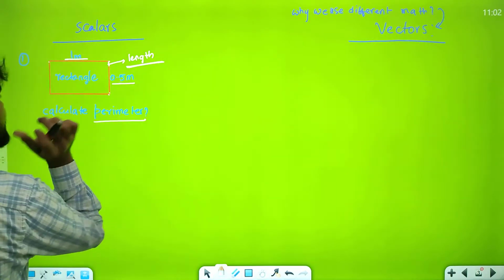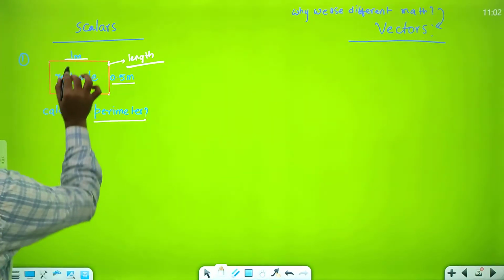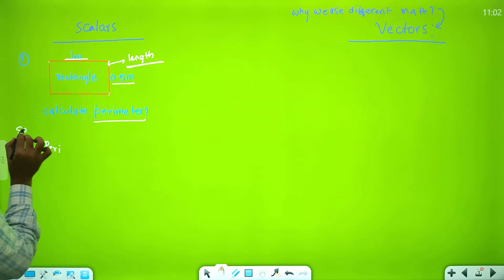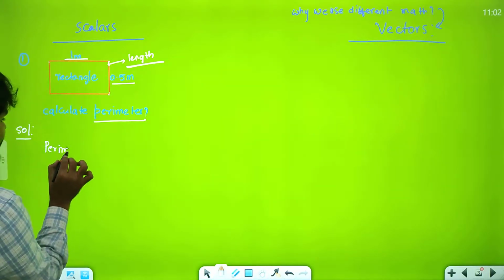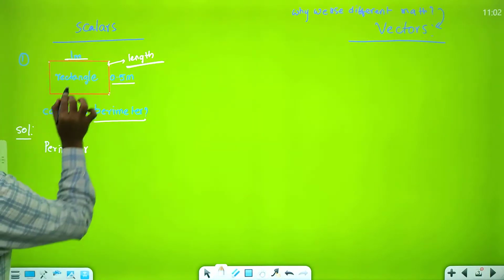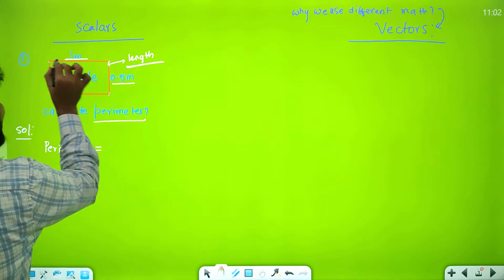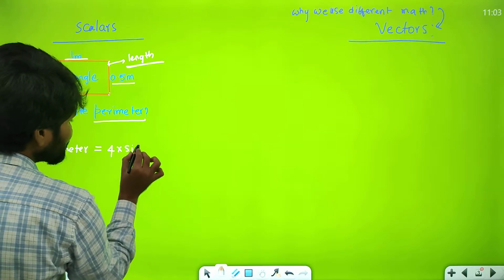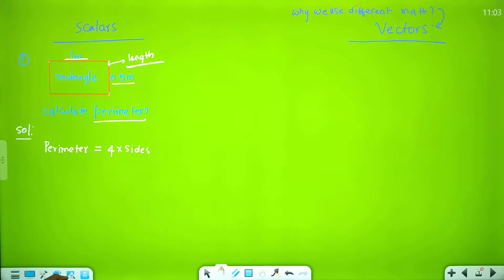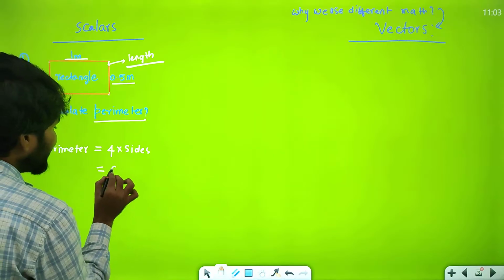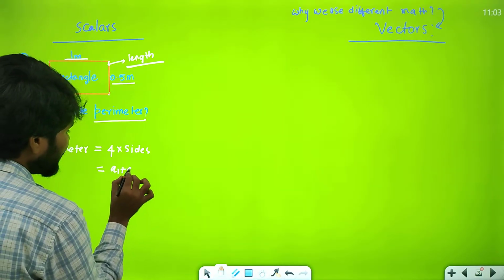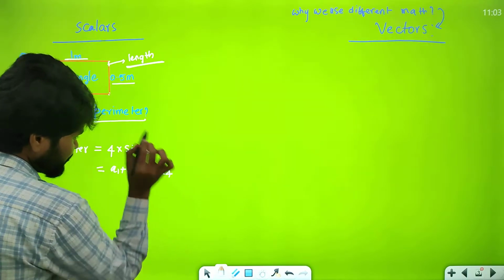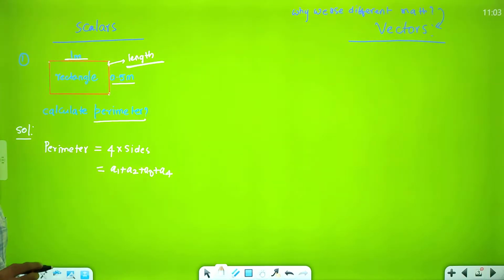See, what is the perimeter? Perimeter is nothing but the sum of the sides of the rectangle. So 4 into, I mean, 4 sides only. Or we can write it as side A1 plus side A2 plus side A3 plus side A4. This is the perimeter of the rectangle.